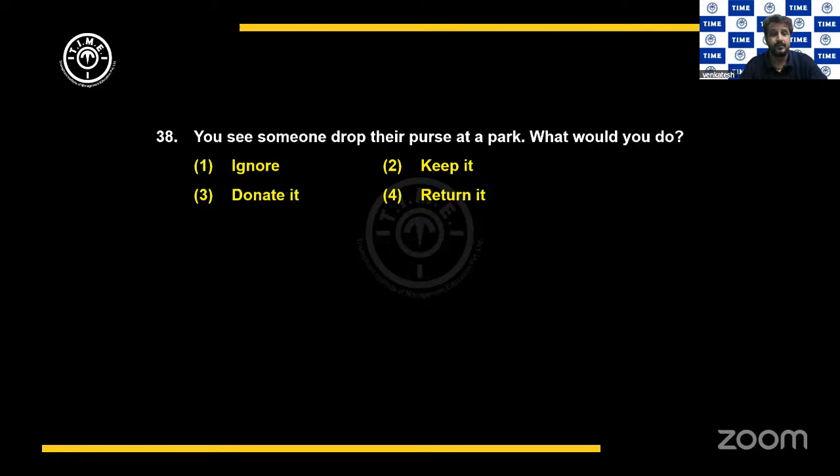Situation analysis. What is that? Very simple situation analysis. You see someone drop their purse at a park. What would you do? If someone dropped their purse at a park, what would you do? Will you ignore? It is not the correct thing to do. Keep it, not ethical. Donate it. It is not yours to donate. So the only suggestible option is return it. So you saw, so just inform him or return it.